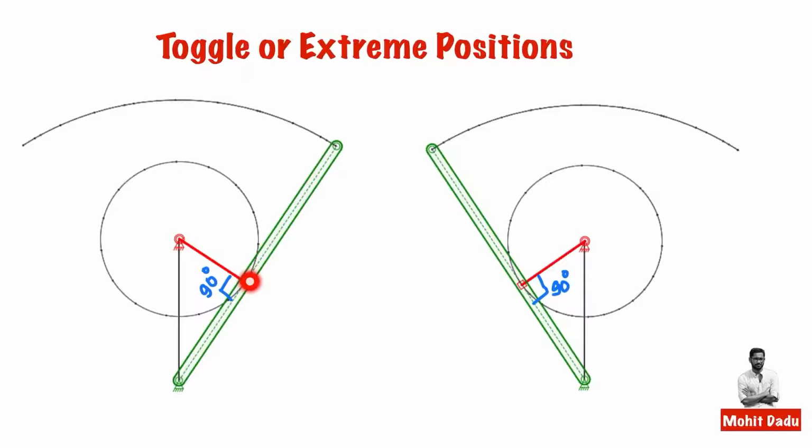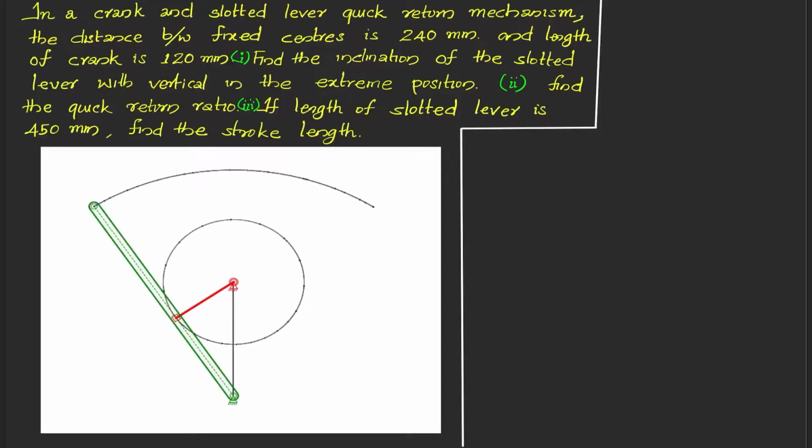So you will be evaluating the time required, or angle turned, during the forward and return stroke. For that we will be considering a problem here. Here we have a problem on the crank and slotted lever mechanism. The distance between fixed centers is given, which is 240 mm. The length of the crank is given as 120 mm. And here you have to find the inclination of the slotted lever with the vertical at the extreme position. You have to find the quick return ratio, I will be defining that. And also you have to find the stroke length, that means the distance traveled by the tool during a single stroke, forward or even return. That also you have to evaluate.